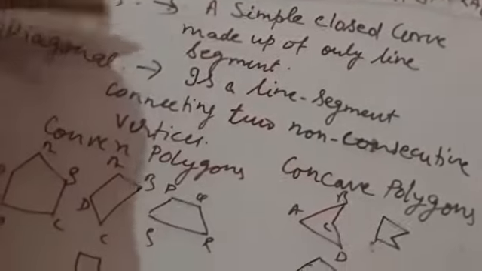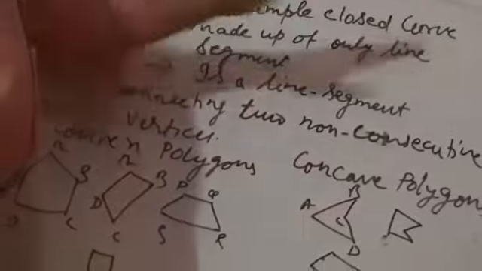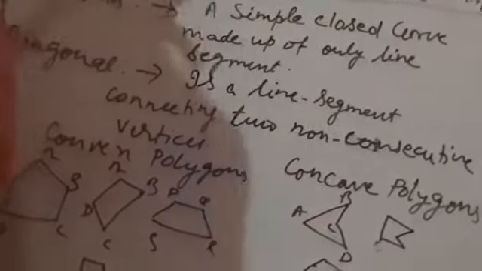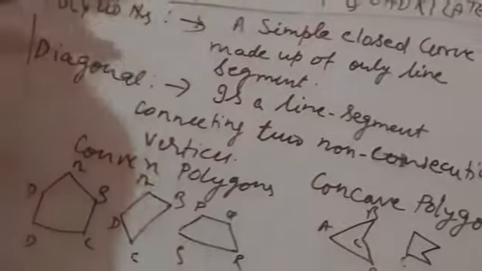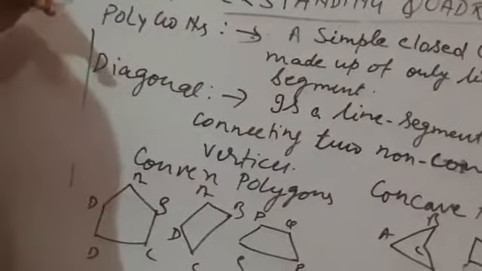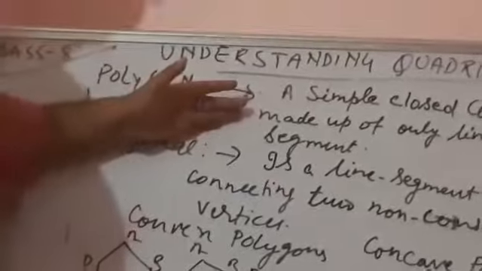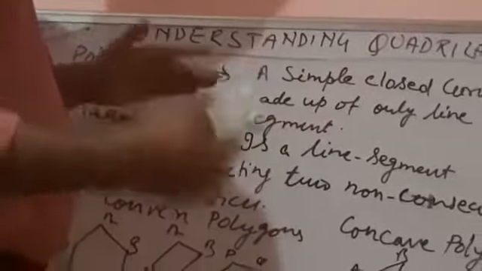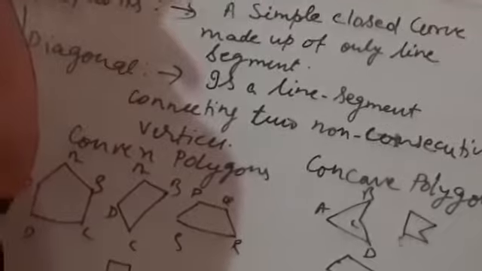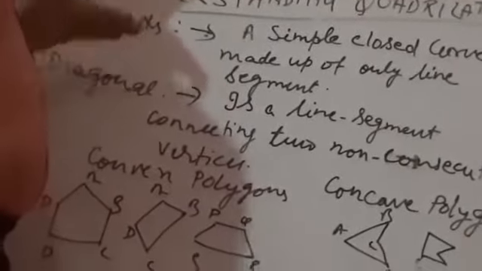After knowing the definition of polygons, a simple closed curve made up of only line segments, a few examples are given in your book, and you can refer to your book. You will get detailed information as we go ahead. Here you need to understand the diagonal, because when I define the types and varieties of polygons, it will be required.